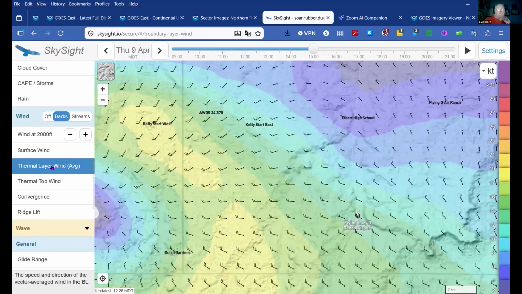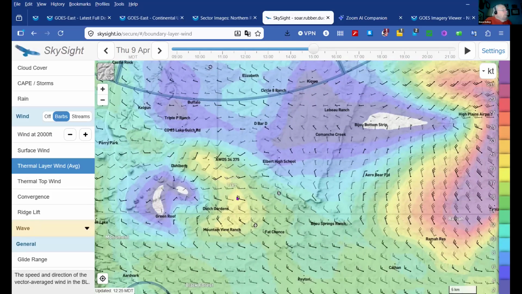The thermal layer, this is speed and direction averaged over the height of the boundary layer, the active boundary layer. The boundary layer on any given day is going to vary in its depth, how high it goes, and it is the convective layer. It's the layer that's being affected by the convective activity. So the speed and direction for the boundary layer is averaged over the boundary layer. That's showing that same outflow a little faster, 15 to 20 knots, that kind of thing.